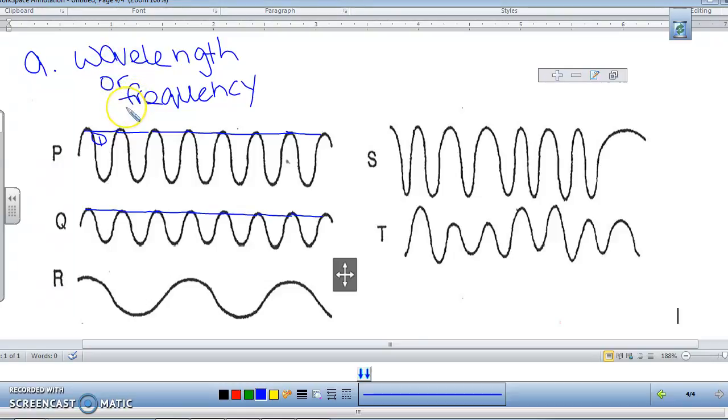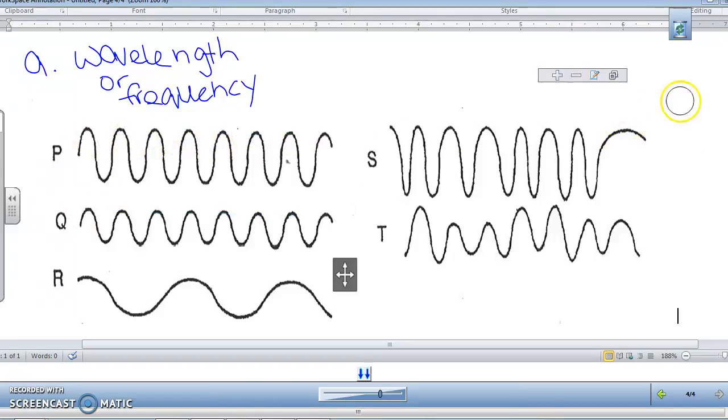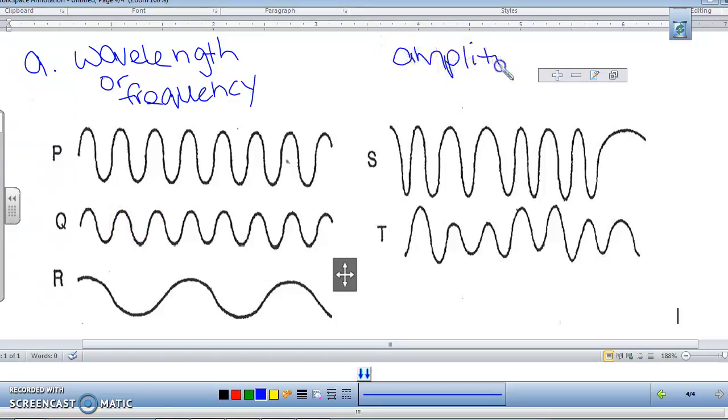The second part says, but wave P has twice the blank of wave Q. So the one thing that should jump out as being different is this wave is a lot taller than these waves. And remember that height is the same thing as amplitude. So the second blank on letter A is amplitude.